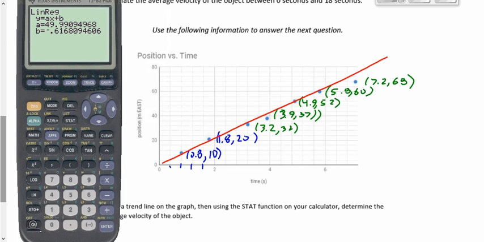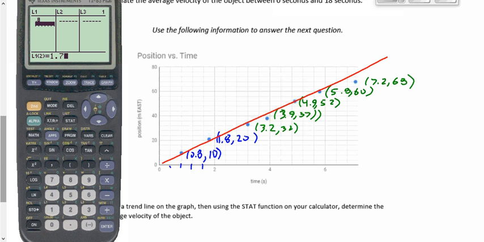So let's do this now. What are my first three keystrokes? Stat, edit 1. Stat, edit 1, enter. Now I've got some data in there, so I want to clear those out. Remember, go up to the header, clear, press down. There it's clear. Now I'm going to type in my x coordinates, 0.8.